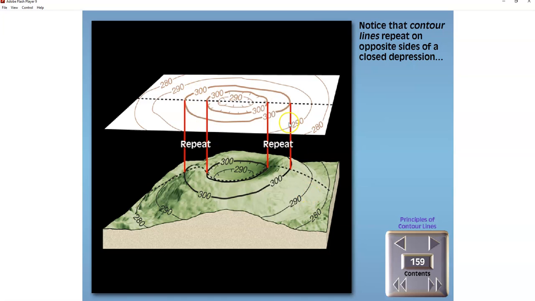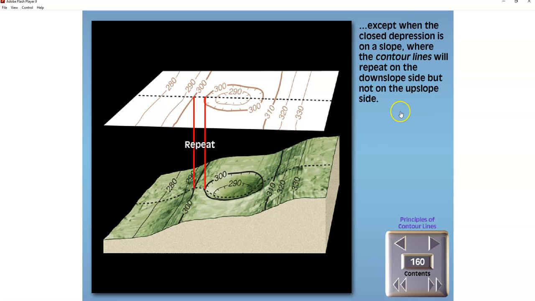In this case, and the next one will show you, it repeats on one side, but on the other side, the land is just going to keep going uphill so it doesn't repeat. And land does what land does. It doesn't do only one thing. Except when the closed depression is on a slope, the contour lines will repeat on the downslope side, but not on the upslope side.